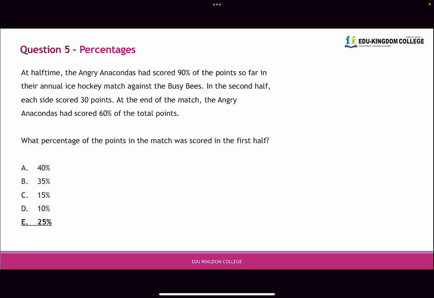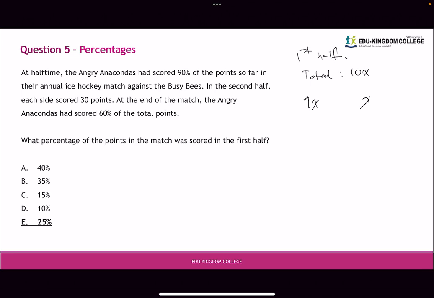Question 5, we have a percentages question. So Angry Anacondas had scored 90% of the score so far in the annual ice hockey match, and this is in the first half. And then in the second half, they both score 30 points. And at the end, the Angry Anacondas has scored 60% of the total points. So let's say at the start, there was a total in the first half. Okay, first half total was 10x. Okay, the total score was 10x if you add up both sides, which means Anacondas had 9x, and then the other team had x amount of points. Okay, because they had 90% of the score.